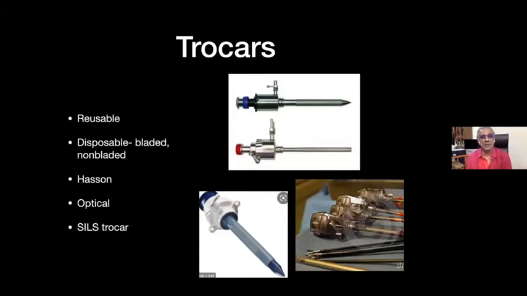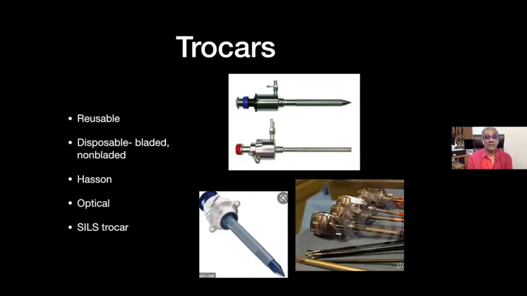Then we came into the era of Procast. When I started, we had a metal reusable one, screwed and unscrewed, sharp tip, blunt tip, safety Procast. Then we started getting bladed Procast, where at the end of the Procast there will be blades. Then we went into the era of non-bladed Procast, which causes entry through a point, so that the risk of herniation is reduced. And then we have a Hassan Procast, we have optical Procast, which I already explained earlier.